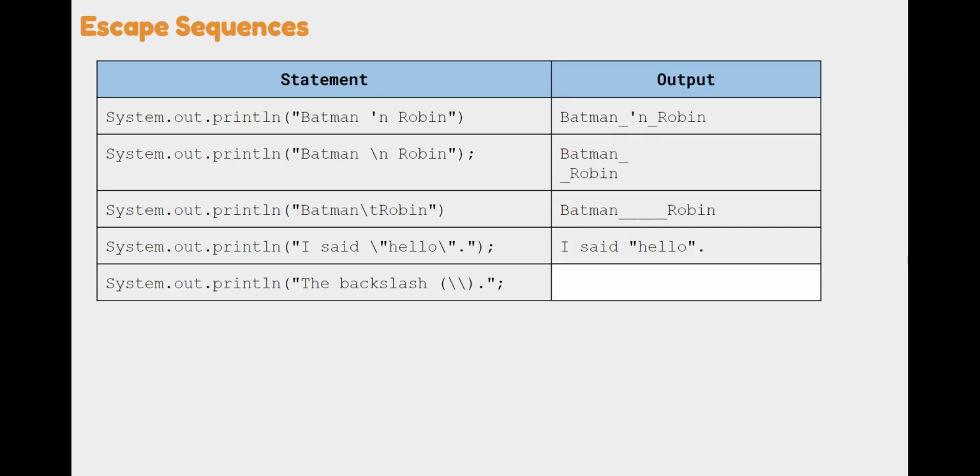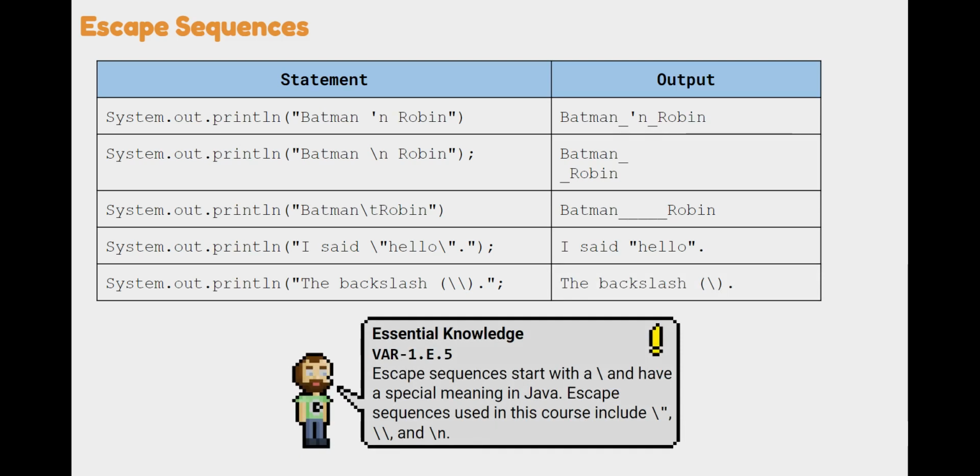Finally, we have the string literal, the backslash, and inside parentheses, we have two backslashes. Well, that first backslash starts our escape sequence. It tells it to treat that next character differently. That next character is the backslash, which Java normally thinks means start an escape sequence, but its second action is just the backslash character. So we just print out a single backslash.